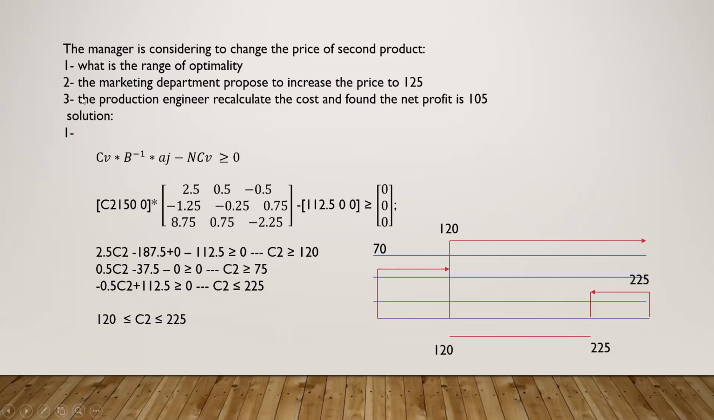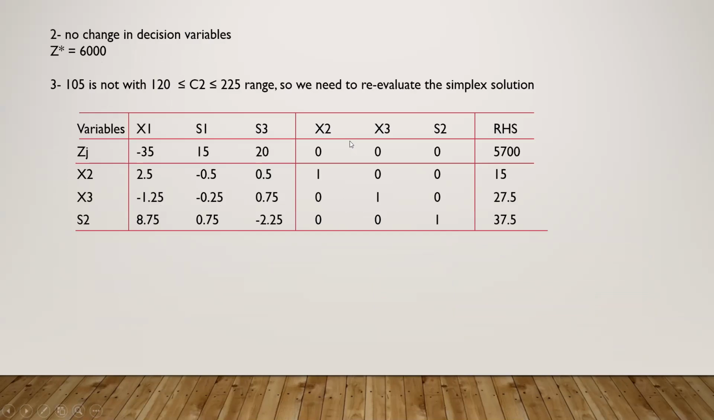So let's talk about the second and the third question. The second question says, if the marketing department proposed to increase the price to 125, what will happen? And also the production engineer recalculated the cost and found the net price for the second product to be 105. So what will change in his production plan right here?